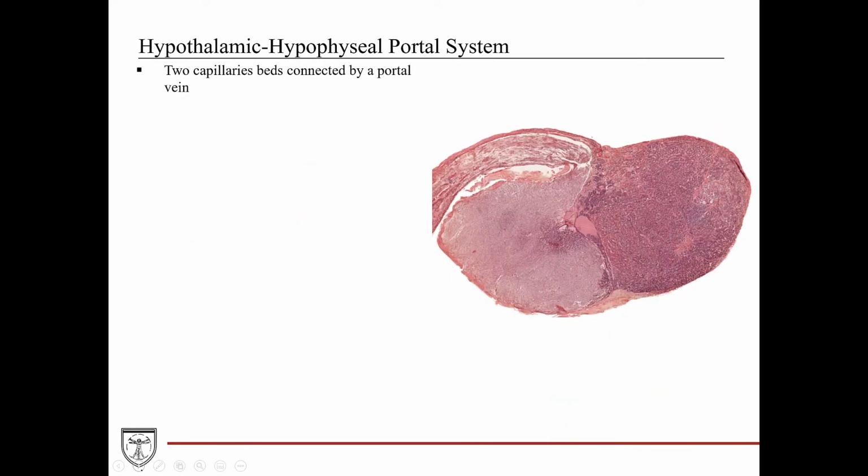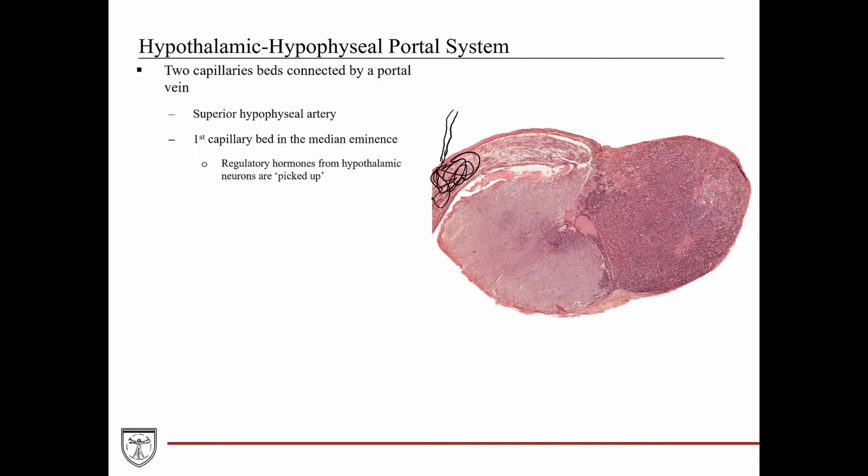To summarize the hypothalamic hypophyseal portal system, it refers to the two capillary beds that are connected by a portal vein. This entire system is primarily supplied by the superior hypophyseal artery, which comes in, branches into the first capillary bed or network of fenestrated capillaries in the median eminence of the hypothalamus. And this is where the regulatory hormones from the hypothalamic neurons are released and picked up by these capillary networks.